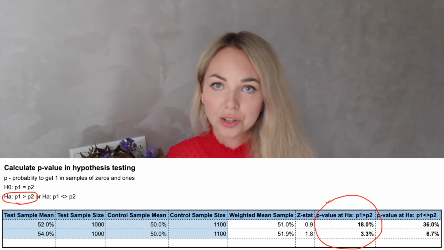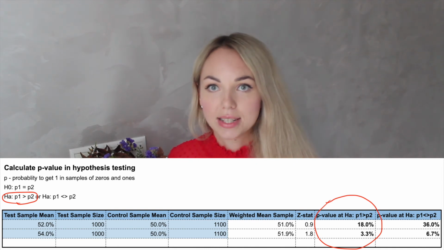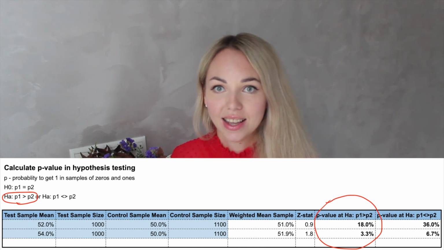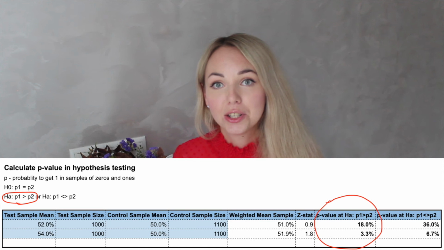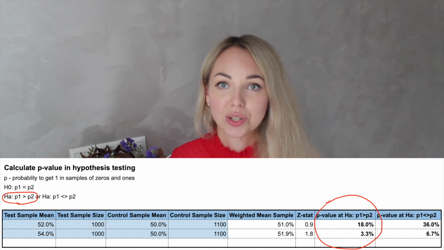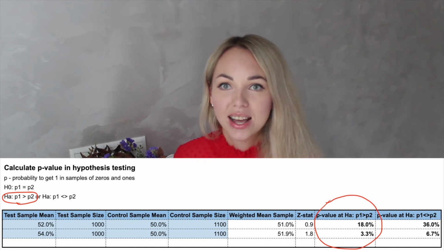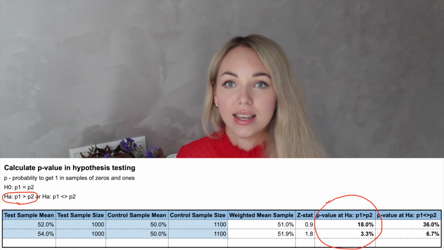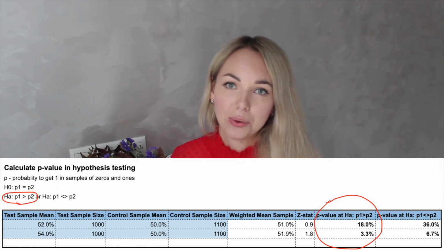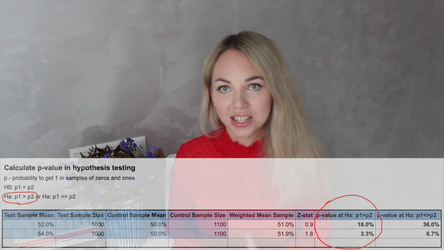In the second row, the mean in the test sample is 4 percentage points higher than the mean in the control sample. This leads to a statistical significance of the difference, and the probability of obtaining this difference by chance is only 3%, which is quite small. In this case, we reject the null hypothesis and conclude that the conversion in the test group is higher than the one in the control group. From a practical view, it means that the new recommendation system is better than the current one.